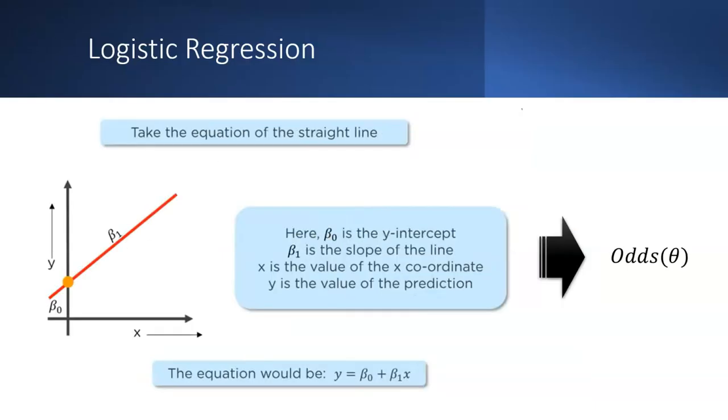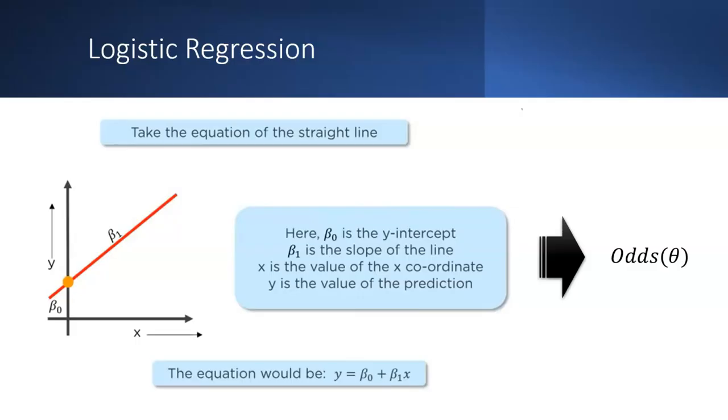Now let's take the equation for the straight line here. B naught, which is the intercept, is the starting point for any regression line, and B1 is the coefficient. So here is the y-intercept, and B1 is the slope of the line, as we discussed in the previous lecture as well. Slope is basically the tiltness, how much it is tilted toward the x-axis, right?